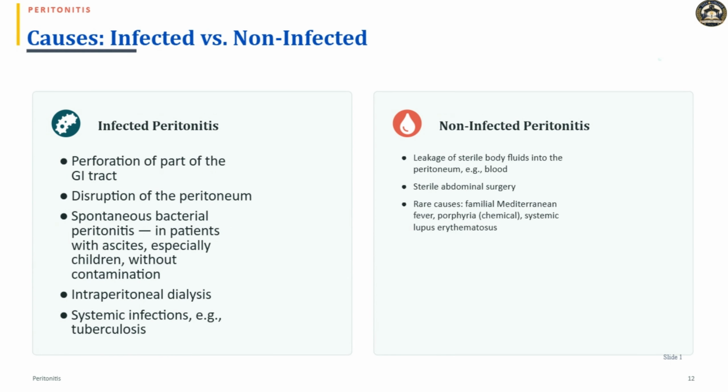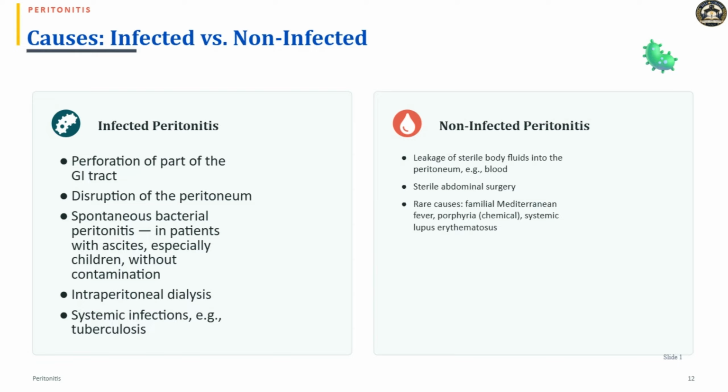Peritonitis can stem from both infected and non-infected causes. For infected peritonitis, common origins include perforation of any part of the GI tract, disruption of the peritoneum, or spontaneous bacterial peritonitis, which can occur in patients with ascites, particularly children, even without overt contamination. Intraperitoneal dialysis and systemic infections like tuberculosis are also sources.